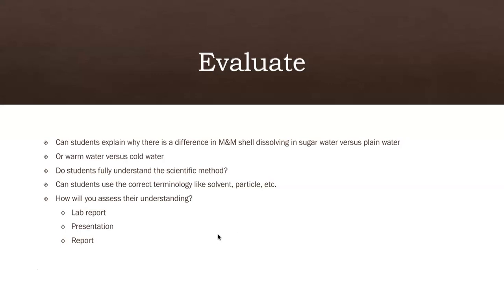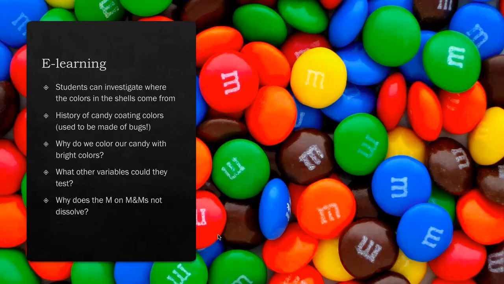So then you need to evaluate your students. Can students explain why there's a difference in M&M shell dissolving in sugar water versus plain water, or warm water versus cold water? Do students fully understand the scientific method? Can students use the correct terminology like solvent and solute and particle? And how will you assess their understanding? Will they do a lab report? Will they do a lab presentation? Are they going to do something online? So those are all different ways that you could do that.